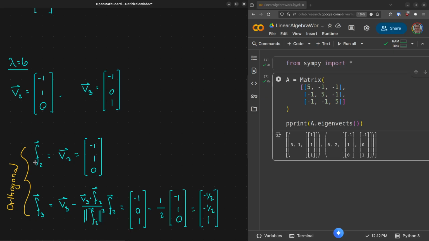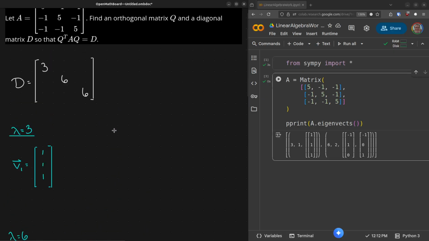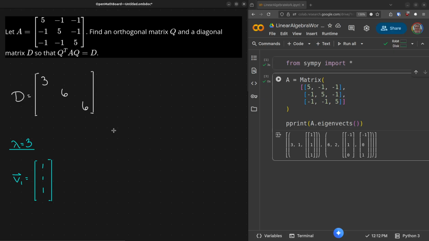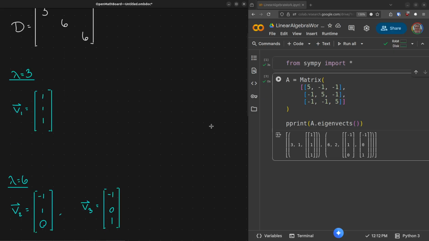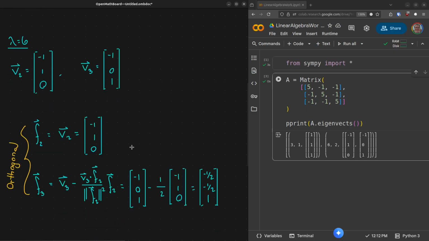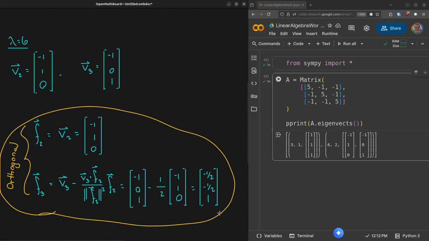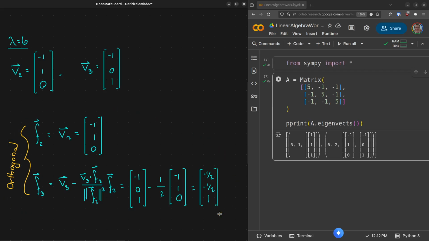All right. So now we have 3 eigenvectors that are orthogonal. But we want an orthogonal matrix, which means we need the columns of the matrix to be orthonormal, not just orthogonal. So they need to be unit vectors. So now I want to take each of these vectors, this vector from the lambda equals 3 eigenspace, and these 2 vectors forming a basis for the lambda equals 6 eigenspace. I want to normalize all these vectors.